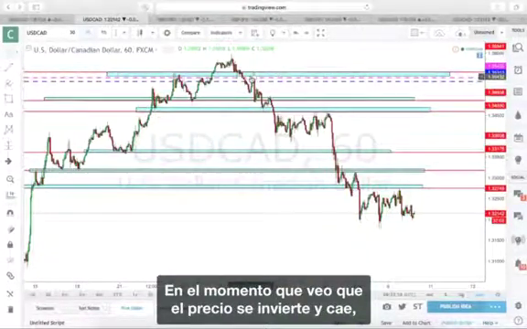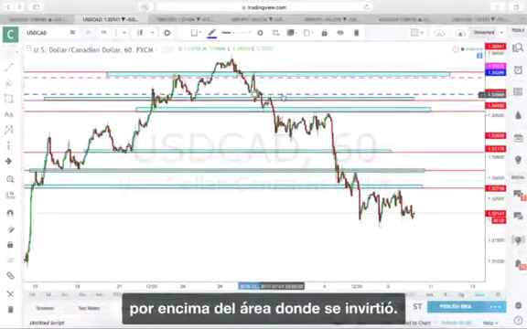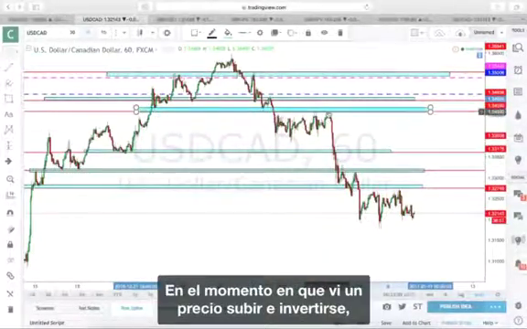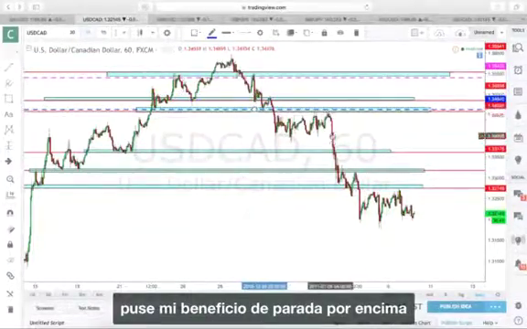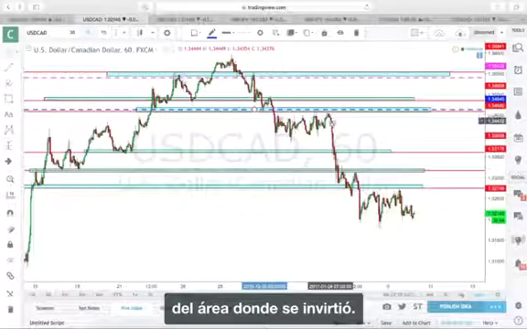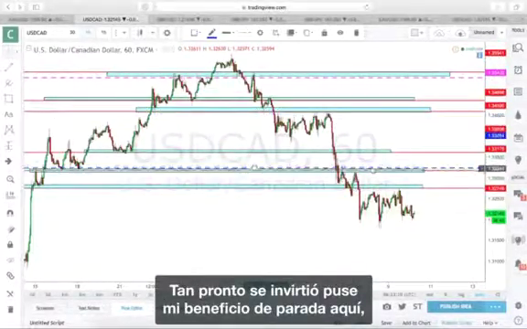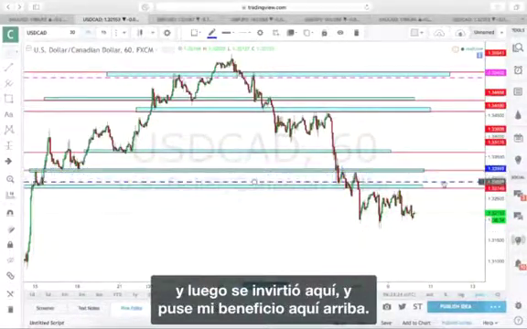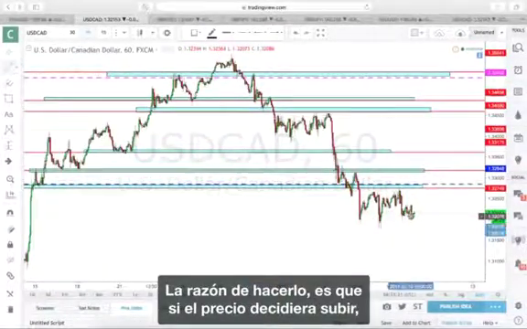Now, the moment that I see price reverse and drop, I take my stop profit and put it above the area where it reversed. The moment I saw price come up and reverse, I put my stop profit above the area where it reversed. Same thing happened over here. As soon as it reversed, I put my stop profit above here, and then it reversed here, and I put my stop profit above here.